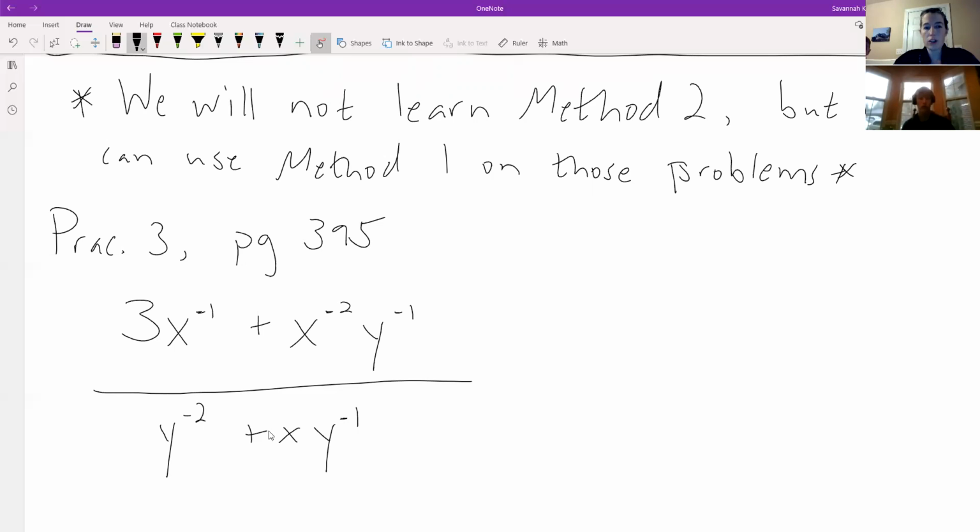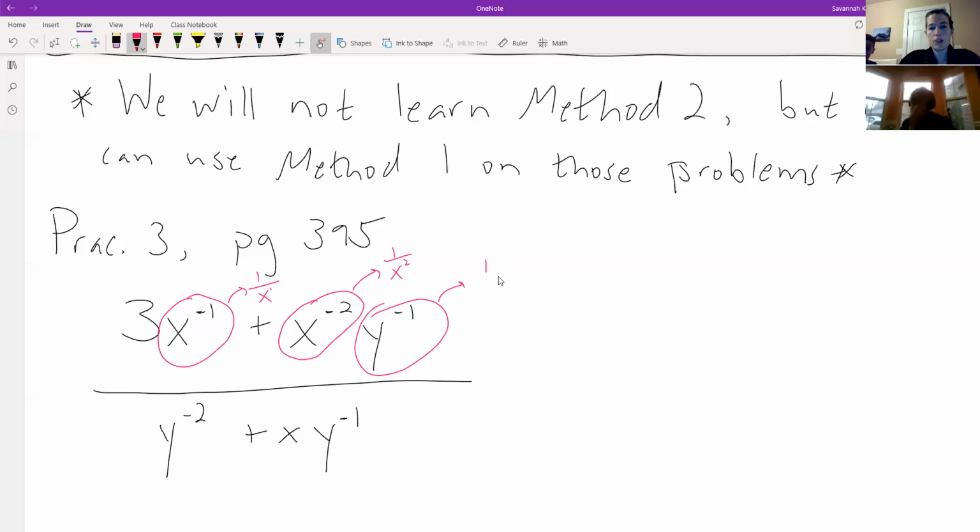This problem does not look like a complex fraction because they have chosen to disguise the fraction part of it, or the complex part of it. From back at the beginning of chapter 6, we learned all of those exponent rules, and one of them tells us how to deal with negative powers. X to the negative 1 can be rewritten as 1 over x to the positive 1, for example. X to the negative 2 can be rewritten as 1 over x to the positive 2.